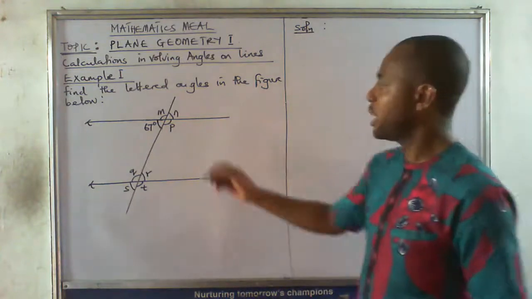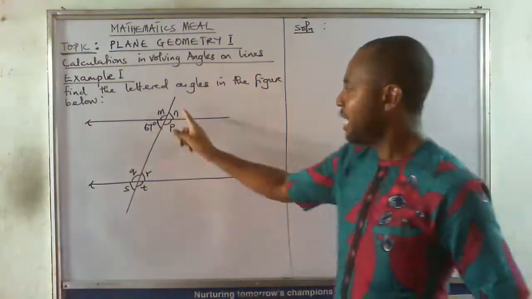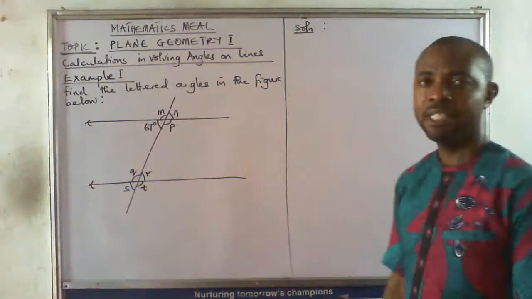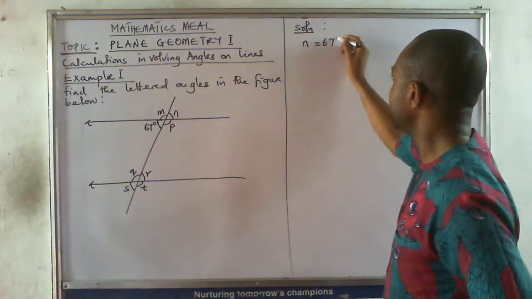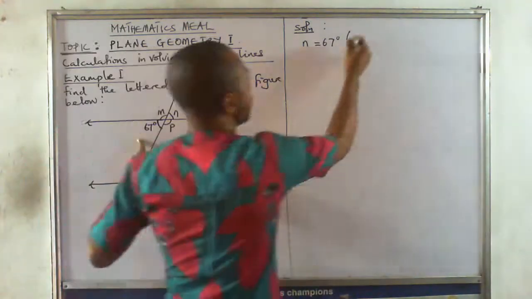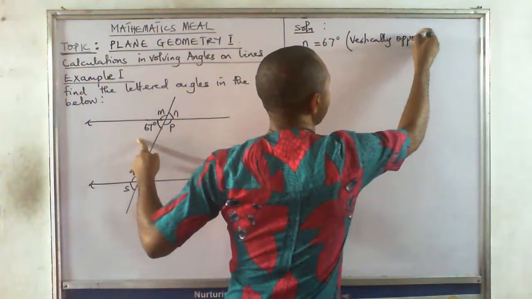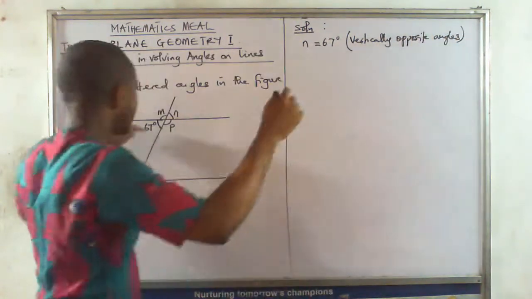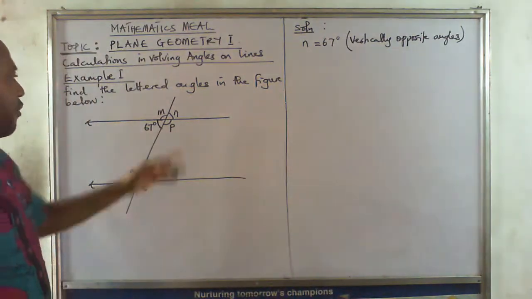But if we look at this, we can easily find N. Do you see that? I can find N because N and 67 are vertically opposite. You look at the intersecting lines. So I can easily say that N is equal to 67 degrees. N is 67 degrees. Why? They are vertically opposite angles. Remember, we said that angles that are vertically opposite are actually equal. Okay? I found N.